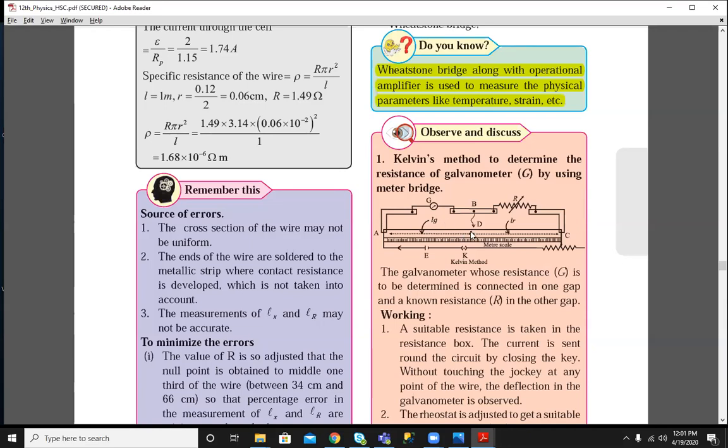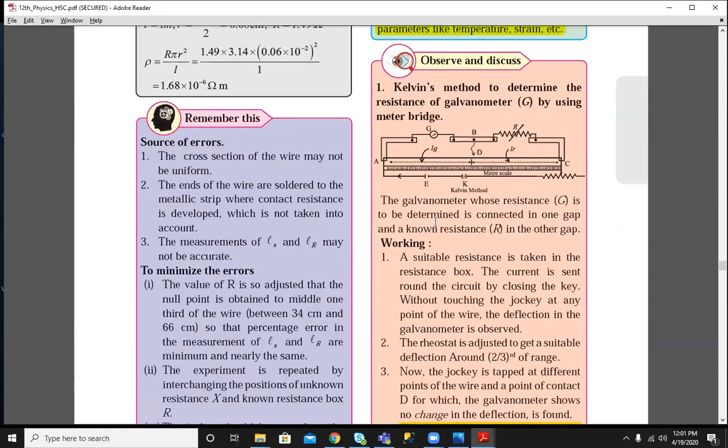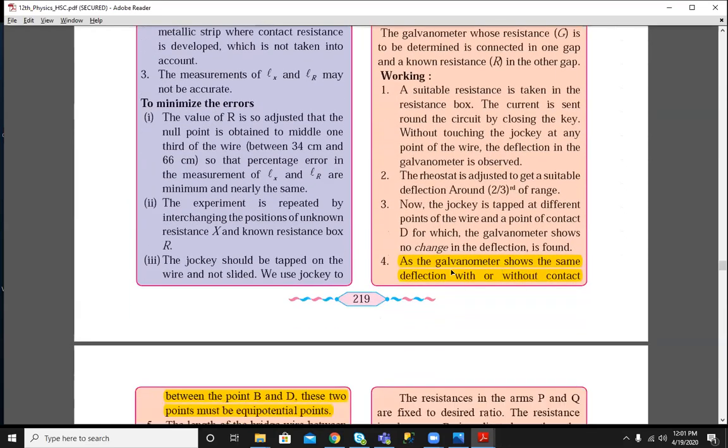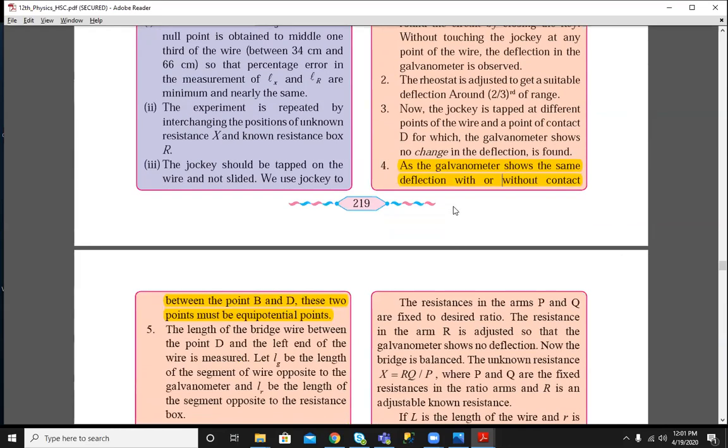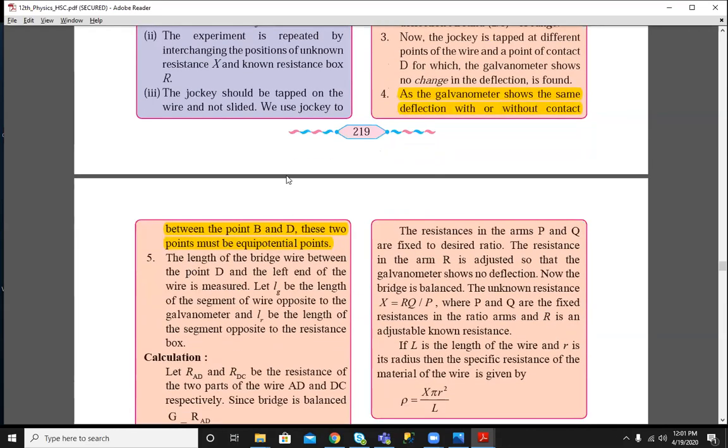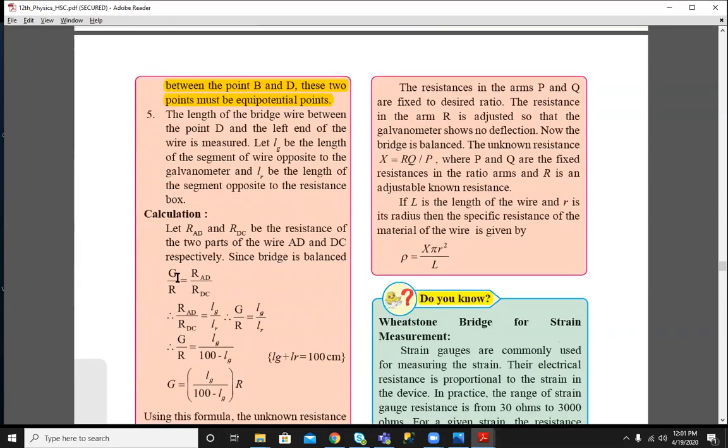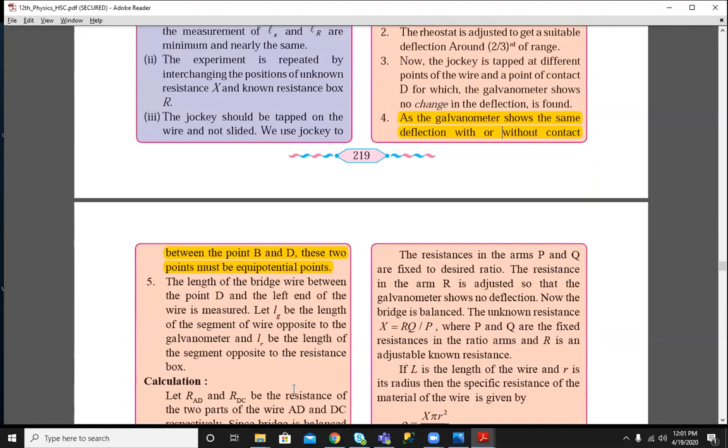Then the current will not flow for that point D. So it is called the equal deflection method, because the galvanometer shows the same reading when the jockey is not touching the wire, and after touching the jockey on the wire we get the same reading as before, that is, whatever reading we get when current is not flowing through the jockey. Hence this method is called the equal deflection method, same as we have seen in our meter bridge.